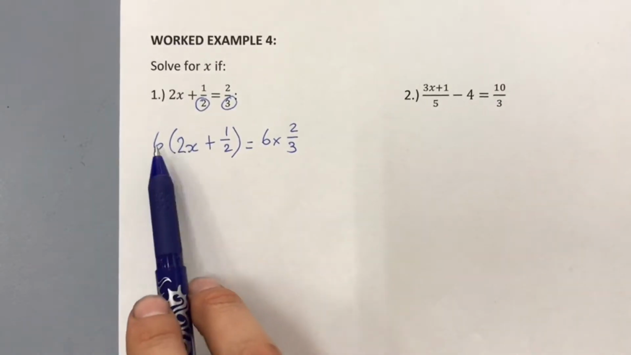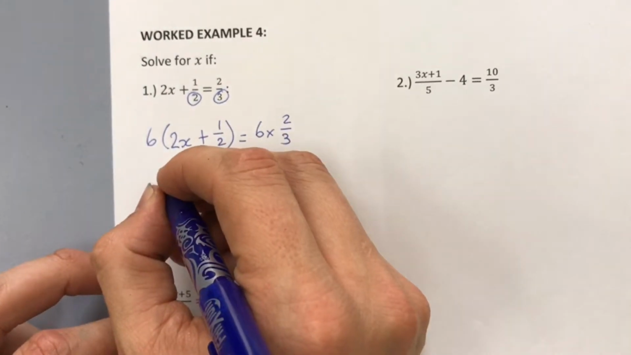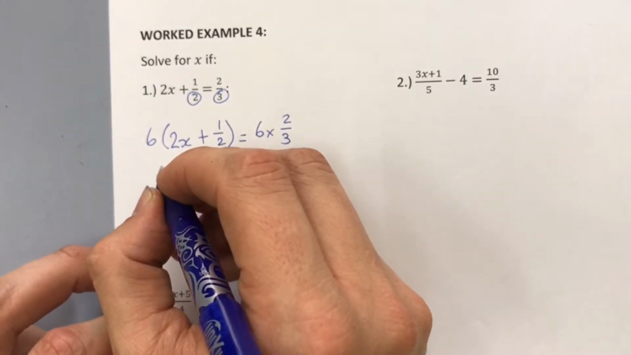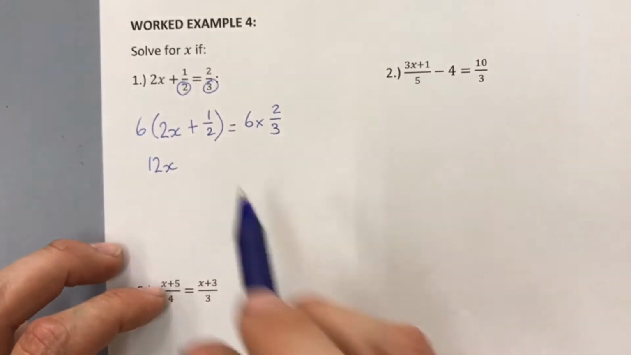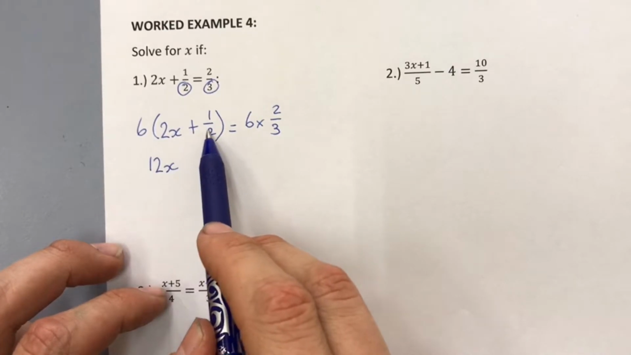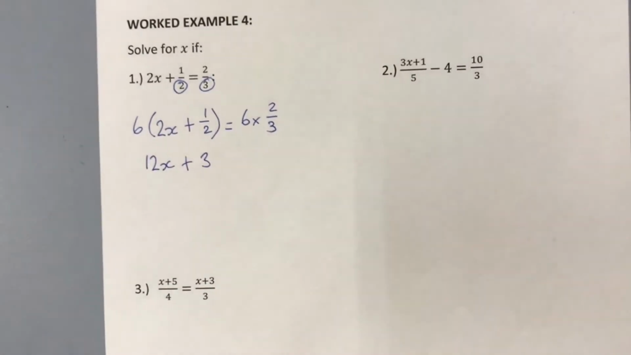Expanding this bracket, 6 times 2x gives us 12x. Yeah, okay. 12x plus 3. So we're going to get 12x here. And then 6 times a half is going to give us 3. So that side is going to become 12x plus 3.